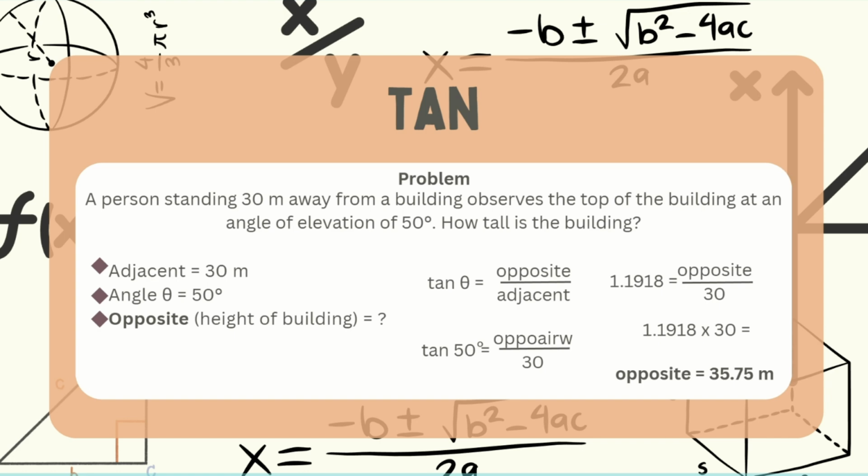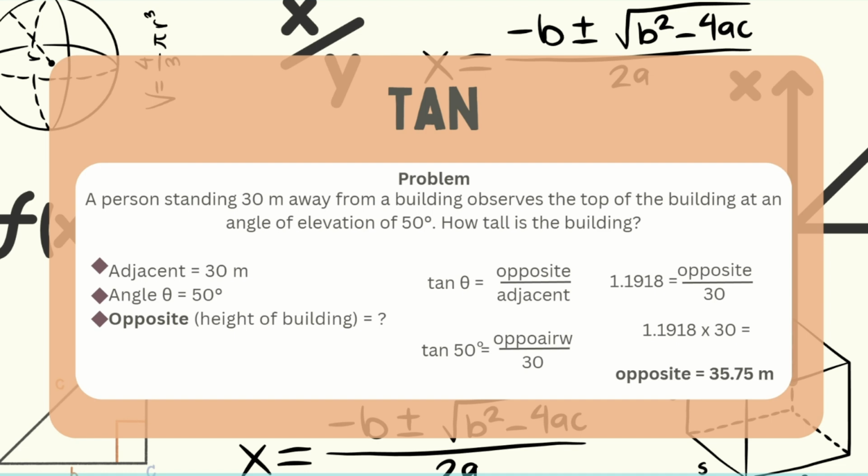A person standing 30 meters away from a building observes the top of the building at an angle of elevation of 50 degrees. How tall is the said building? So, what we were given was the adjacent of 30 meters and the angle of 50 degrees. And what we are looking for is the height of the building, or how tall the building is, which is the opposite.